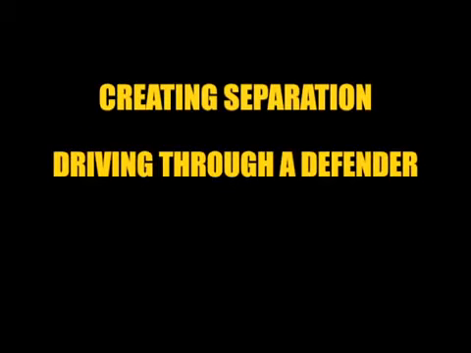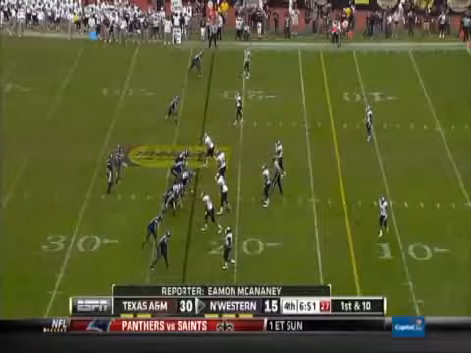Offensive pass interference can be broken down into 3 categories: creating separation from the defender, driving through a defender who has established his position, and third, picking off a defender who is attempting to cover a receiver. Let's look at these different categories.